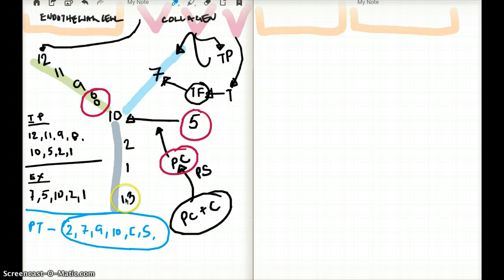So what else is happening here? There's also something called high molecular weight kininogen. High molecular weight kininogen is making bradykinin. High molecular weight kininogen is also activating factor 12. Okay, it's also activating factor 12.